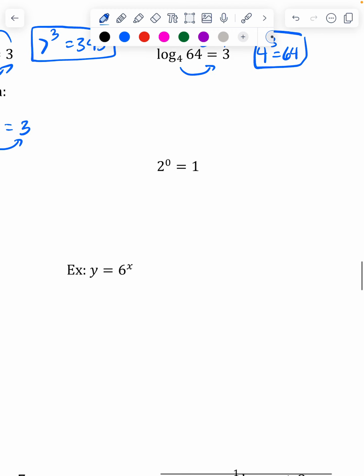Here, this is a true exponential statement. 2 to the 0 power is 1, but I'm supposed to rewrite it. So log, the thing raised to the power is my base, so that goes here. My 1 goes here because the power always goes on the other side alone.